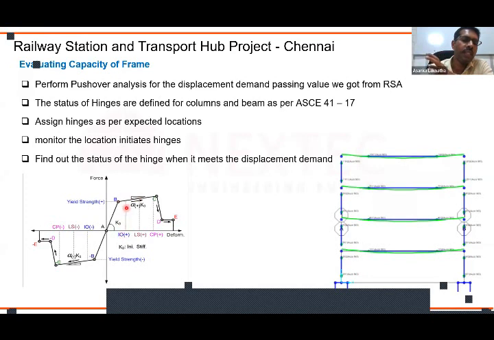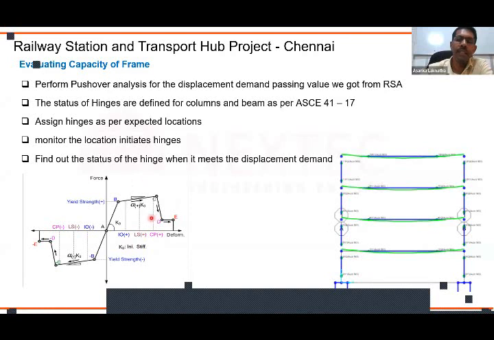That means the structure is safe for immediate occupancy. After this level of behavior or displacement happens, it may return to close to the initial stage, and the structure is at the immediate occupancy level. At the mid of this ductile range, the second one you see is LS, that is life safety. Life safety means the structure goes to its ultimate level, and near C, CP is mentioned: collapse prevention. That means it is near to collapse. After that, the hinge or the structure loses its strength and starts to collapse.